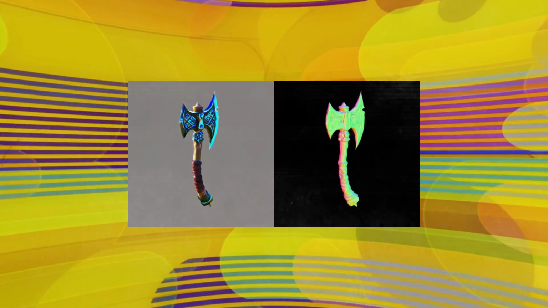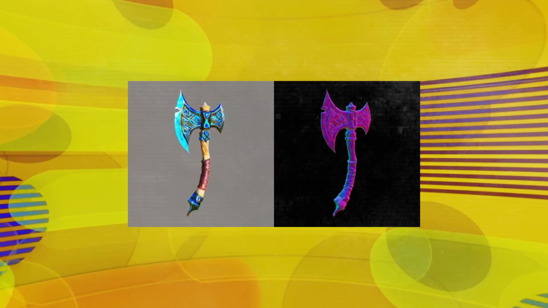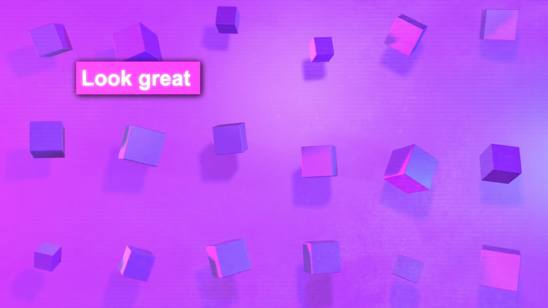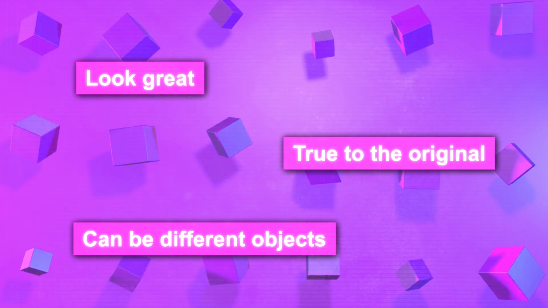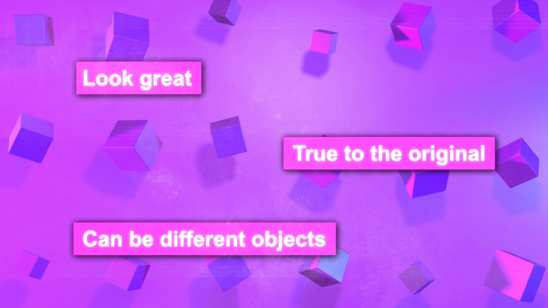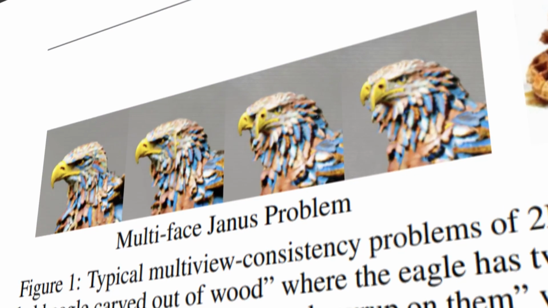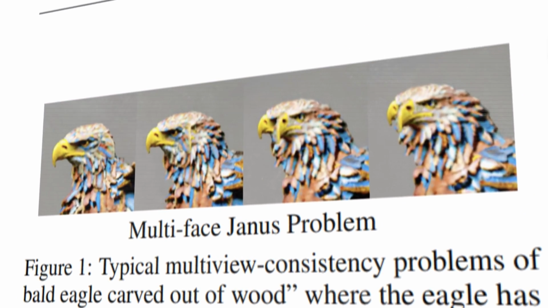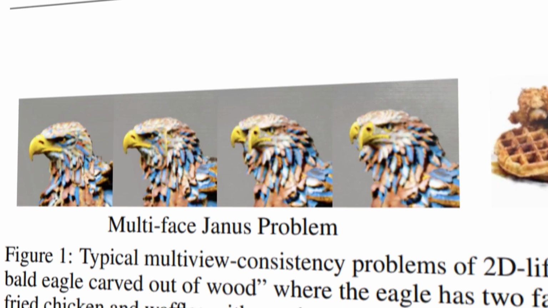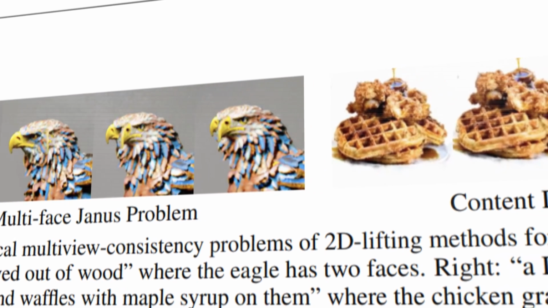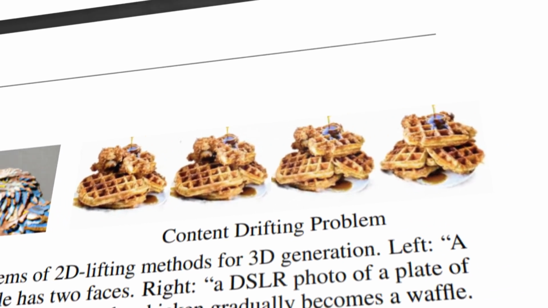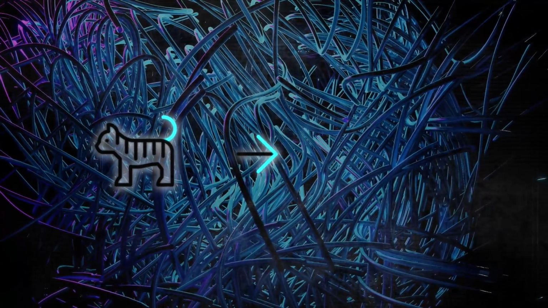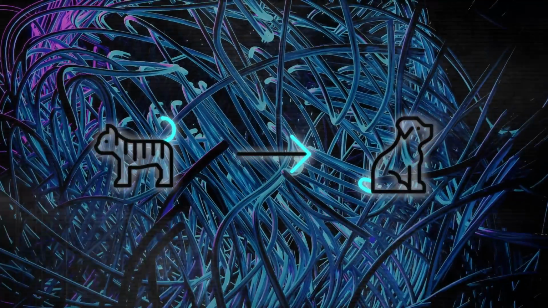MVDream is special because it makes really detailed and high-quality 3D shapes from 2D pictures taken from different angles. The 3D shapes look great, are true to the original images, and can be different types of objects. There are two big problems that other similar tools often face. One is called the Janus problem, where a shape looks like two different things depending on the angle you look at it from. The second issue is content drift, which means the shape doesn't really match the original images or text prompts. It's like asking for a picture of a cat and getting something that looks more like a dog.